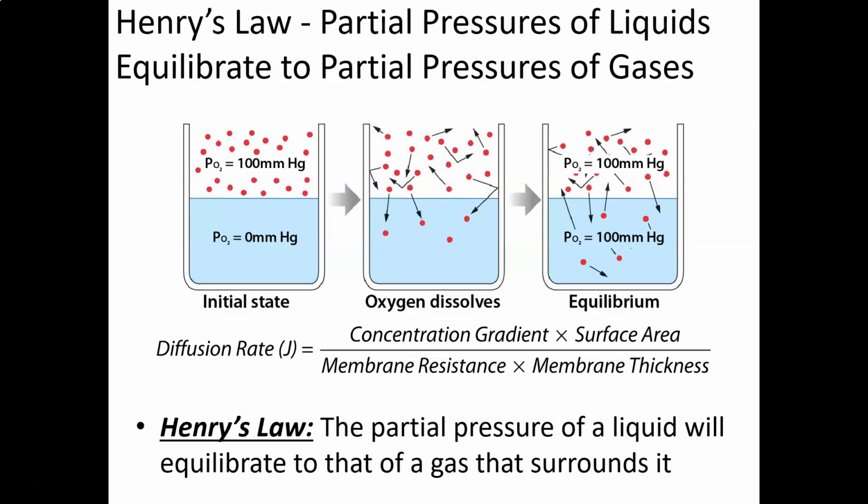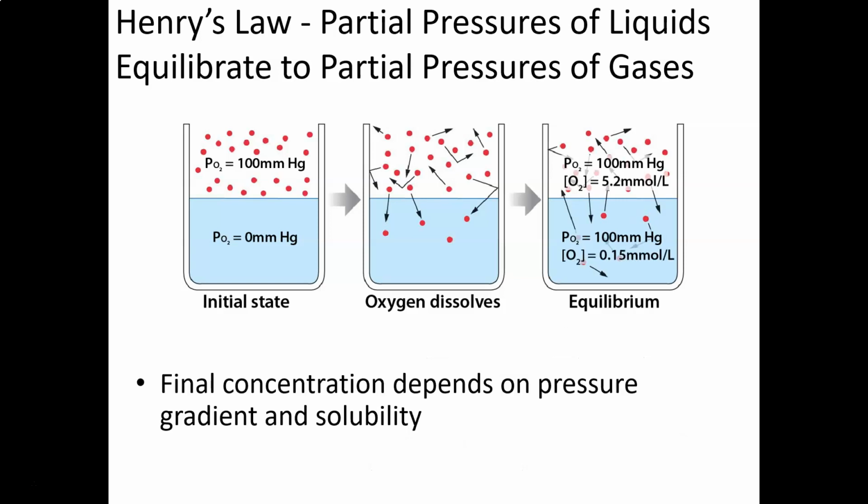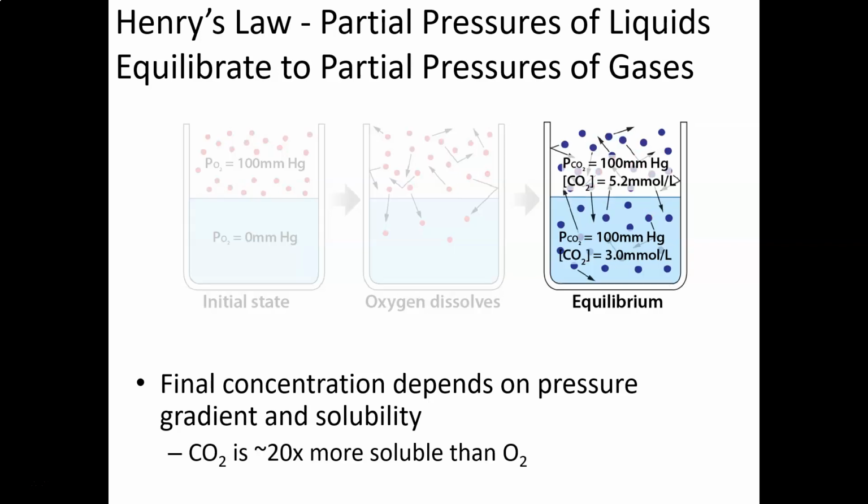Since Henry's law tells me the partial pressure of the liquid, of the pond, will equilibrate to that of the gas that surrounds it, that's the atmosphere of the oxygen that's just floating around the campus, right? Then that tells me that the partial pressure of the pond should also be 159 millimeters of mercury. So it's a nice application for Henry's law. The other really nice application of Henry's law, and this works for any gas, whether it's oxygen or CO2, we'll come back to that idea.